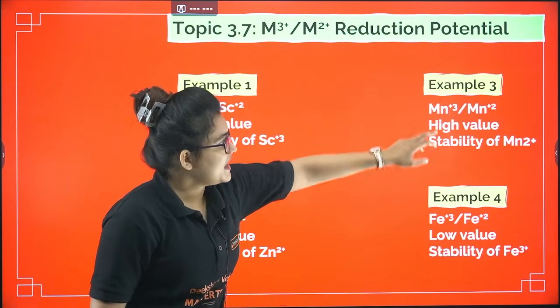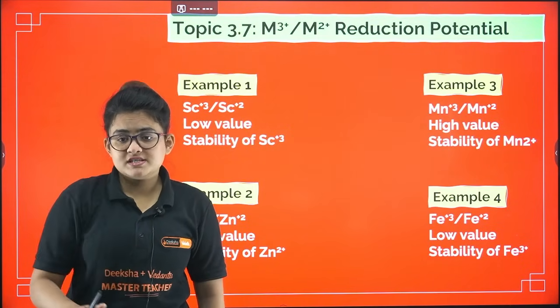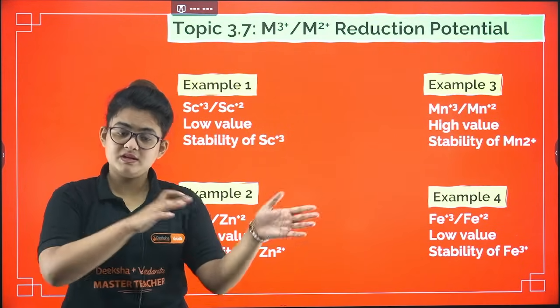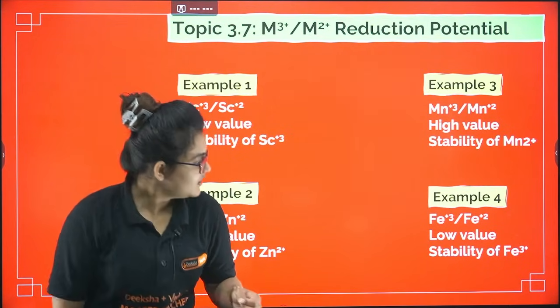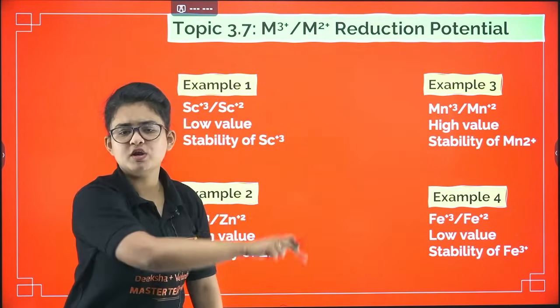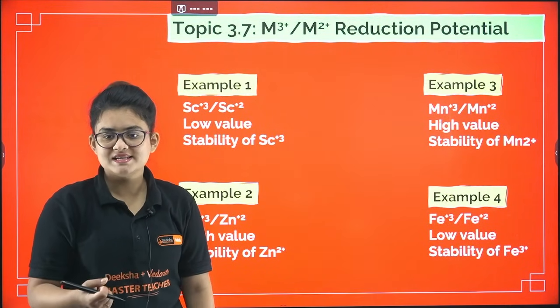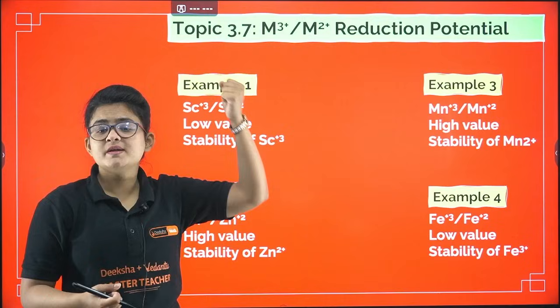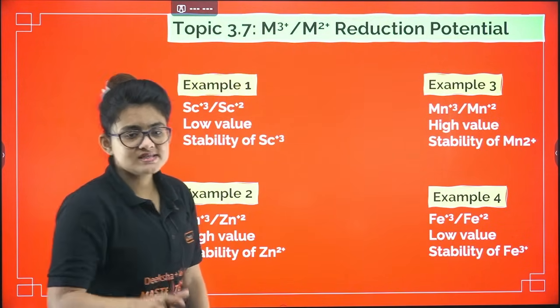Okay, here Mn3+ is coming to Mn2+, a very stable oxidation state, right? That's the reason Mn3+ to 2+ is coming. Mn2+ is very stable, that's why high value. Next example you can see Fe3+ to Fe2+, again a low value because Fe3+ is more stable than Fe2+. As the stability of Fe3+ is more, you will see the low value in the reduction potential. I guess it's clear to you.